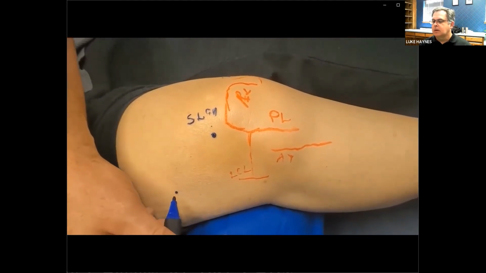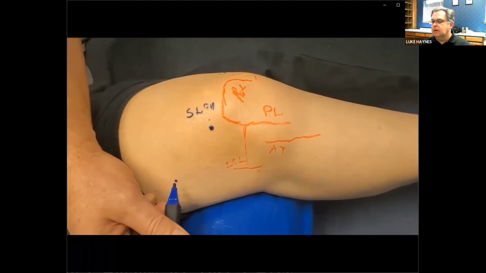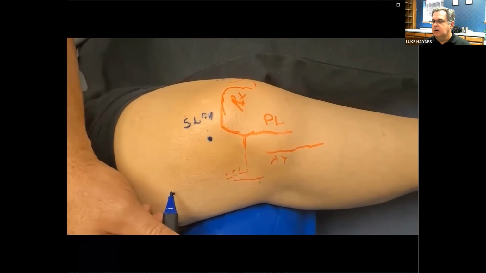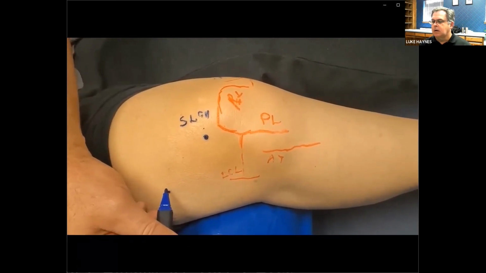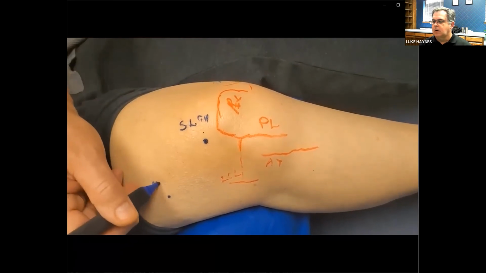Now this, we don't have the femur as a backdrop. What we're going to do here is come just anterior to the femur to get the medial genicular nerve. So that's spot 1, 2, 3, 4.